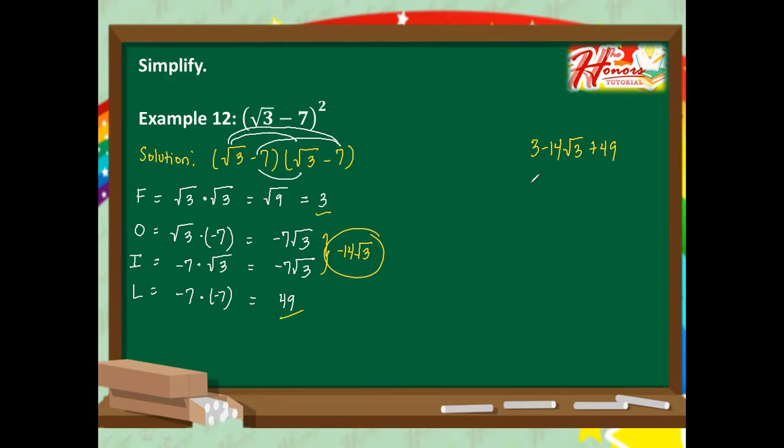And then we can combine 3 and 49 because they don't have radicals. They are simply whole numbers. So 3 plus 49, that is 52. And then minus 14 square root of 3. This is the final answer. We cannot combine 52 and 14, we cannot subtract them directly because 14 contains a radical. So therefore, they are unlike radicals. So we cannot combine them.